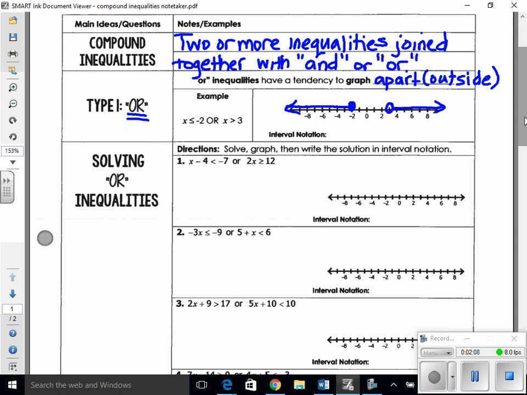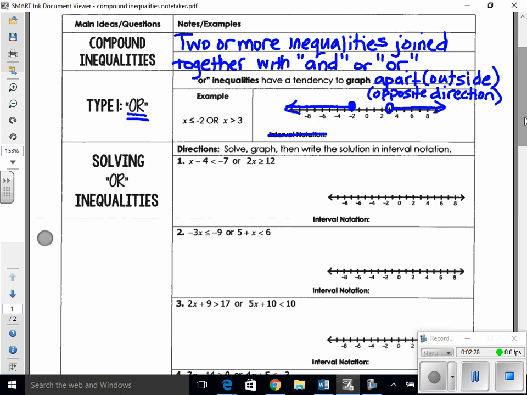Okay? And another way that you can look at this with "or" problems is the opposite direction. So all of those will help you remember what the graph looks like. Each graph is different for each inequality. Don't worry about anything related to interval notation. That's something that happens in Algebra 2. Okay, so you can scratch through that anytime you see it.